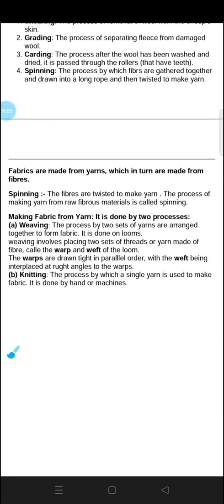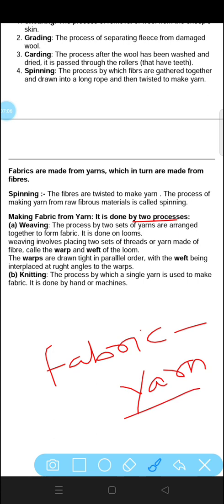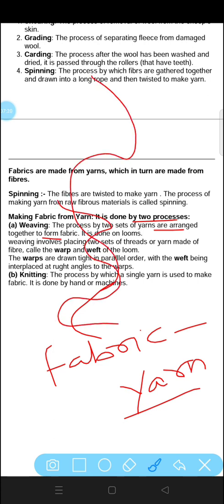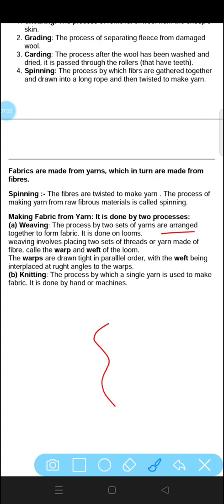Next is weaving. Making fabric from yarn is done by two processes. How we make fabric from a simple yarn. Yarn is nothing but a thread. Weaving is the process by which two sets of yarns are arranged together to form a fabric.